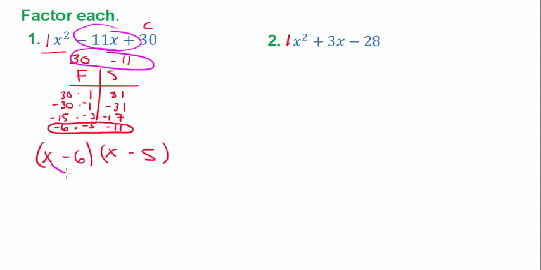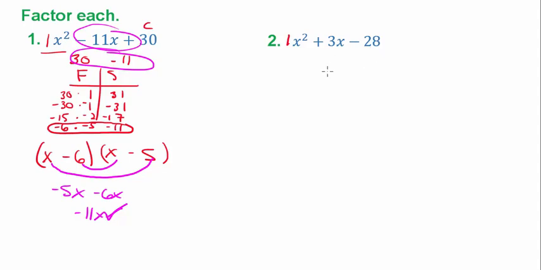So doing the O and the I in FOIL will tell us whether we are correct. So x times negative 5 is negative 5x. Negative 6 times x is negative 6x. Combining those two will be negative 11x. So it does in fact check out.